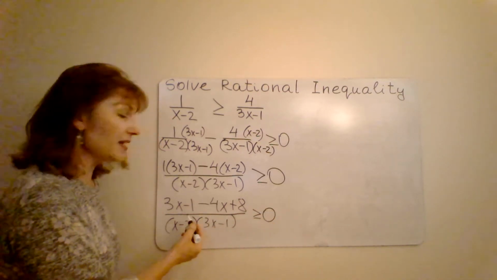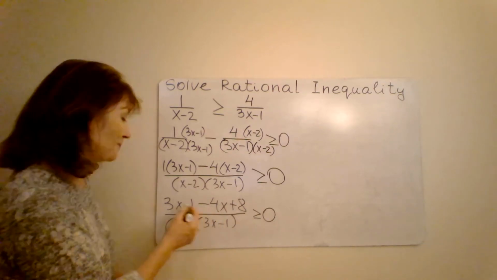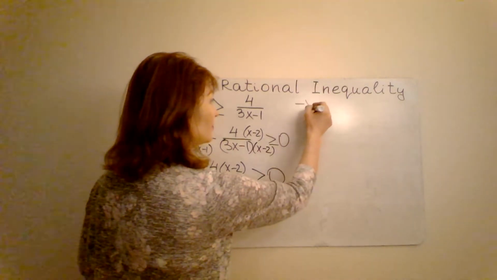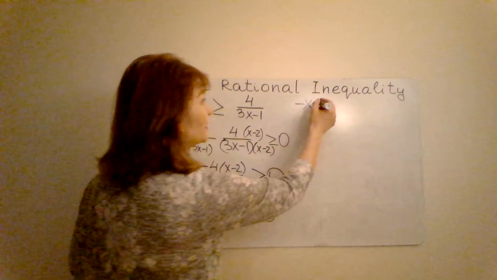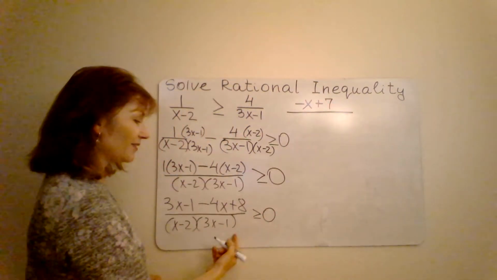Now we simplify this numerator by combining like terms. 3x minus 4x is negative x. Negative 1 plus 8 is positive 7. And we keep the same denominator.